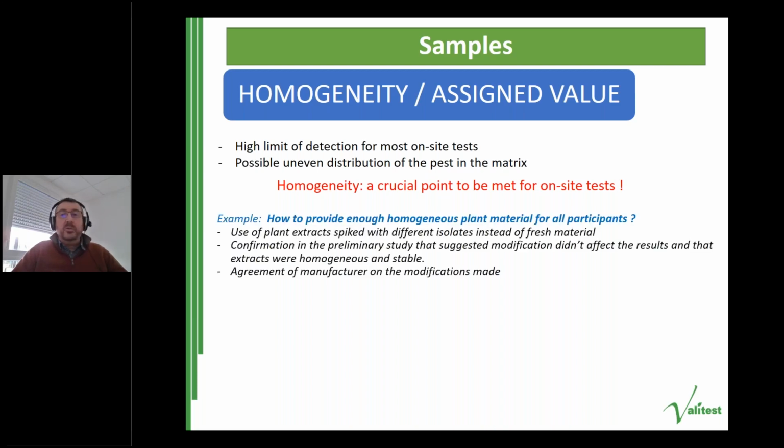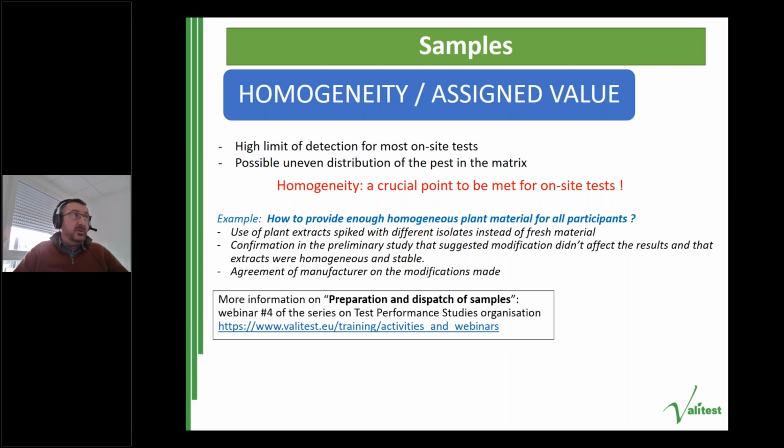Here is a new example coming from a TPS organizer. The question was how to provide enough homogeneous plant material for all participants. The case was the use of plant extracts spiked with different isolates instead of fresh material. Then the confirmation in the preliminary study that the suggested modification didn't affect the results and that extracts were homogeneous and stable. The manufacturer was contacted and gave his agreement on the modification made.